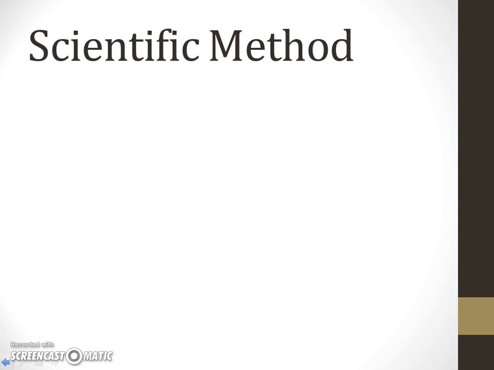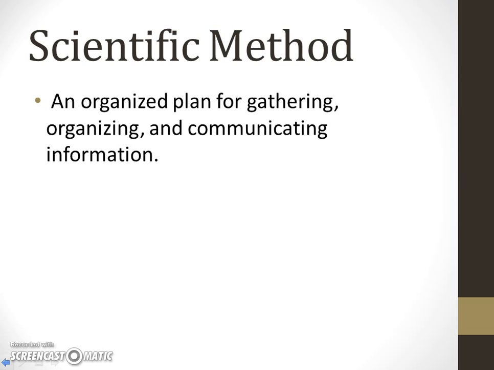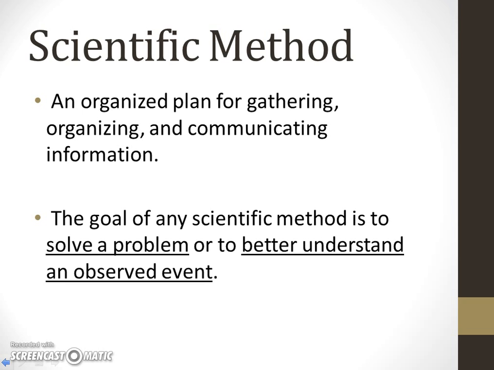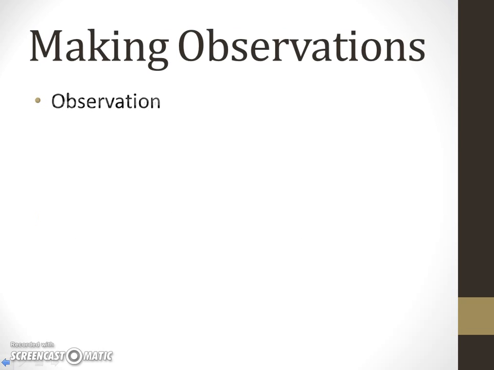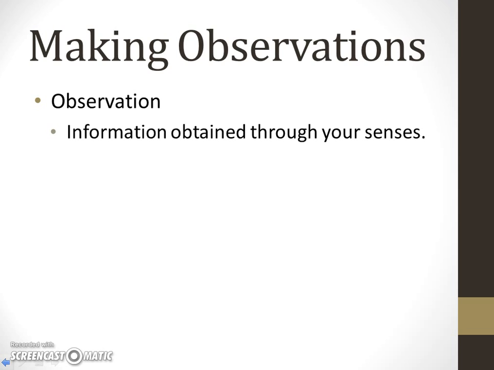The first thing that you should know about the scientific method is that it's an organized plan for gathering, organizing, and communicating information among the scientific community. The goal of any scientific method being used is to either solve a problem or to better understand an already observed event. So because we're talking about an observed event, the first step is to make an observation. Observation is any information that you're obtaining through your 5 senses.